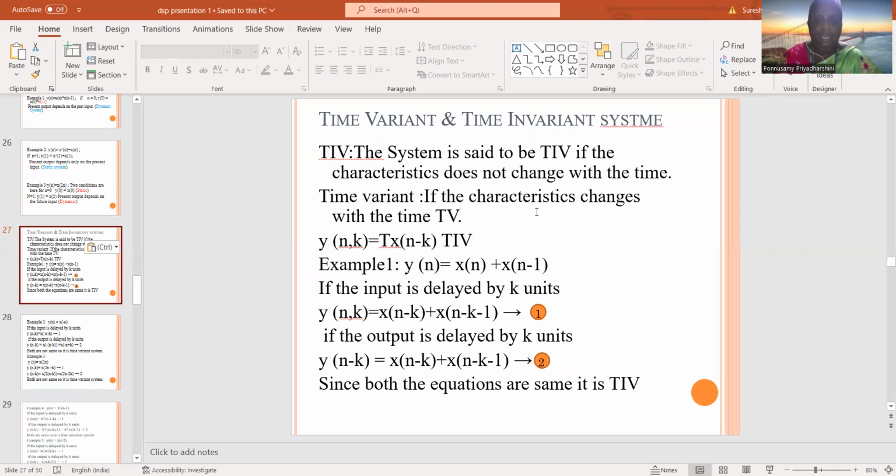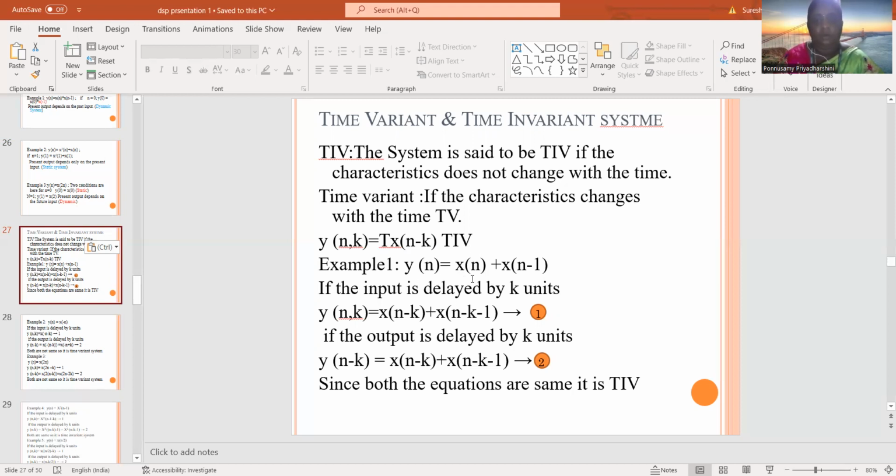That is, for a particular time, the characteristics of the system shouldn't change. Okay. So what is a time variant system? If the characteristic changes with respect to time, it is called a time variant system. So the condition is y of n comma k, where a small sample has been shifted, is equal to the transformation of x of n minus k. Okay, so this is going to be a time invariant system.